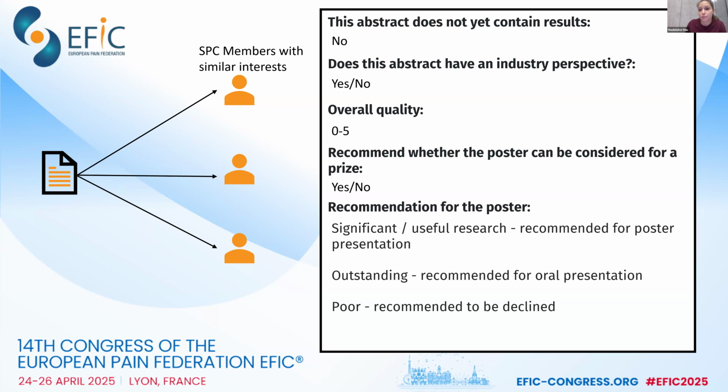And there are 3 different options which have 3 different results. So we consider your abstract as significant or useful research, which basically means we accept your abstract and you can present your work as a poster. Or we think this is actually outstanding, which means then we consider your abstract also for an oral communication. Or the third option would be to decline the abstract.